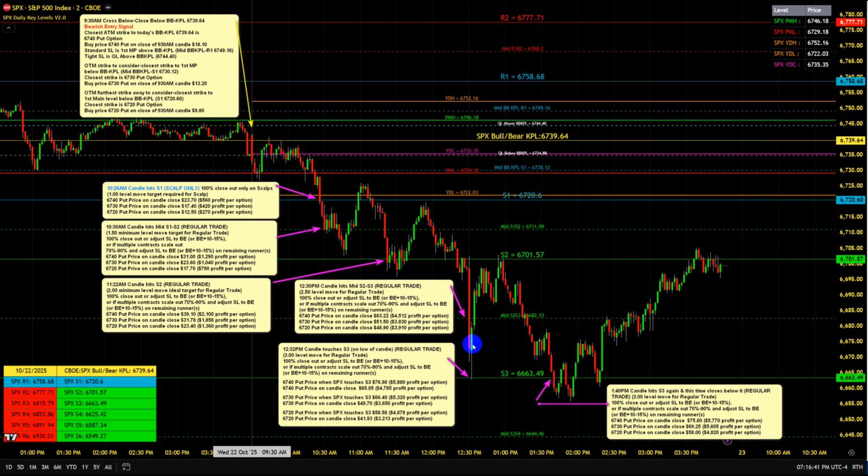So at 12:32, we have this touch on the low of this candle. It's now a 3-level move because it's 3 levels down in the direction from the level we're trading. The 67.40 put price when SPX touches S3 was 76.90, and that was $5,880 profit per option. However, as you can see, when it closed, it only closed at 65.95, so it's $4,785 profit per option on the close of this candle.